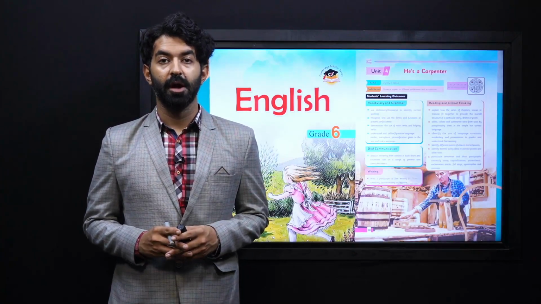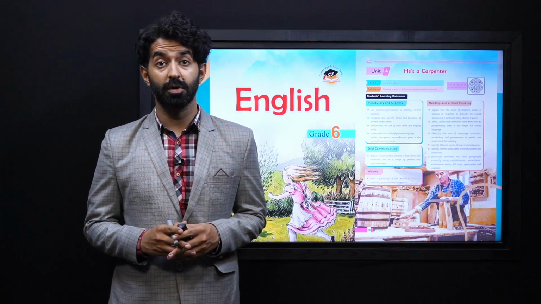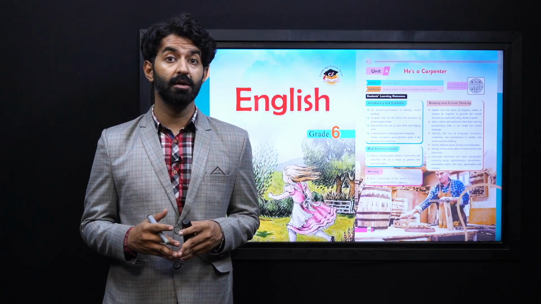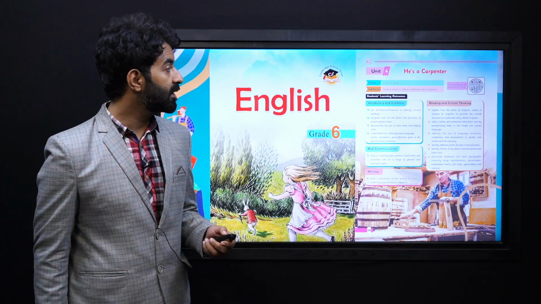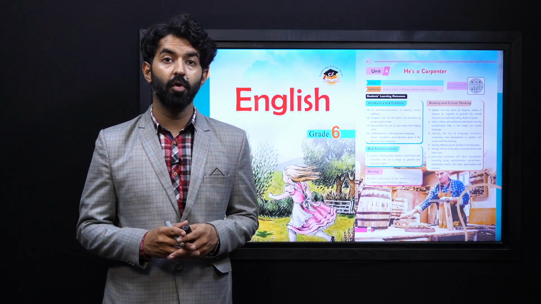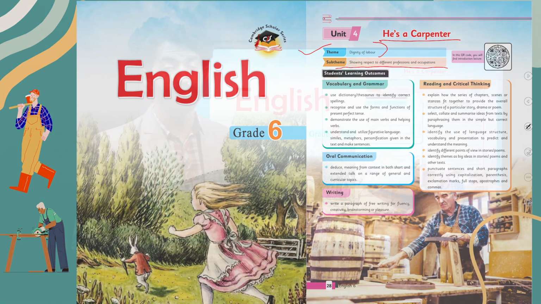I'm your instructor Zahmid. I'm doing well and ready for this new unit that we are going to introduce and learn all the SLOs in it together. For grade 6, we are now at unit number 4 and the title is He's a Carpenter. The theme is about dignity of labor and our sub-theme is showing respect to different professions and occupations.